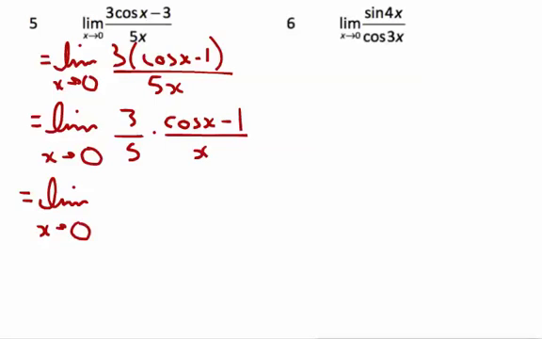What we know is that cos x minus 1 over x will reduce to 0. And we have 3/5 times 0, which is just 0.